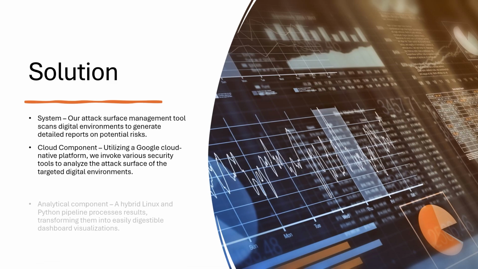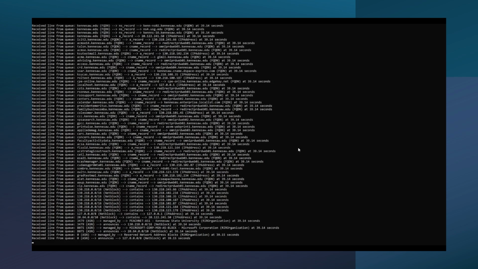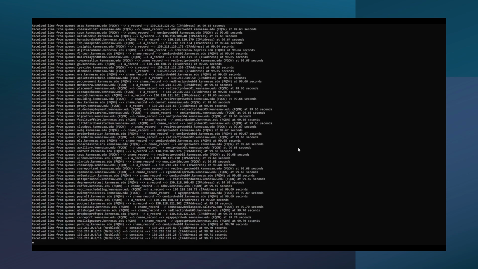Our attack surface management tool is designed to scan digital environments comprehensively. By identifying potential risks and vulnerabilities, it generates detailed reports that provide actionable insights. These reports help businesses understand where their digital environment is most at risk and what steps they can take to mitigate these risks. Our solution leverages a Google Cloud native platform, which integrates a variety of security-based tools. These tools are invoked to analyze the attack surface of the targeted digital environment, providing a robust and scalable solution for businesses of all sizes.